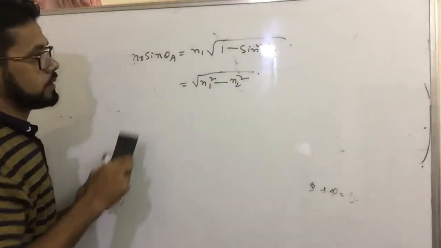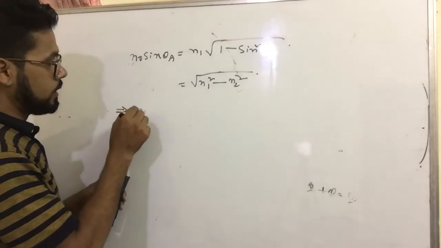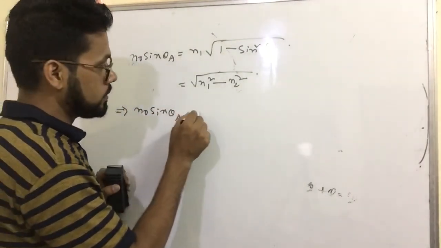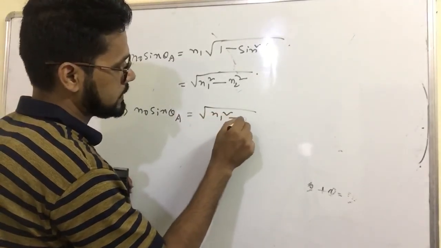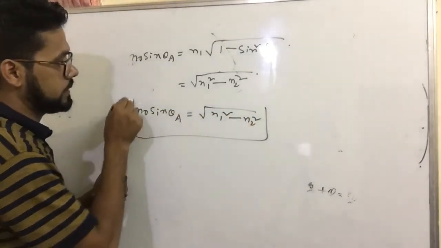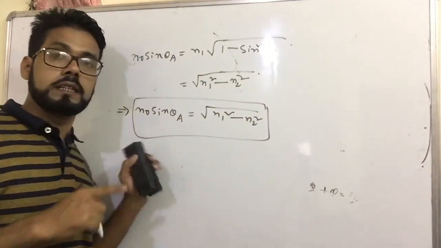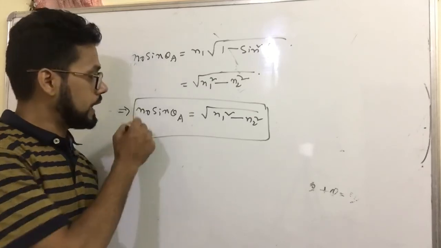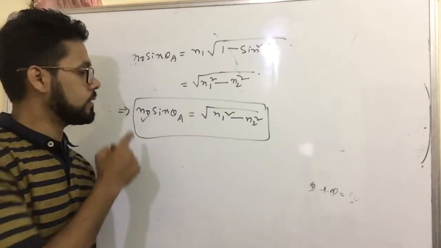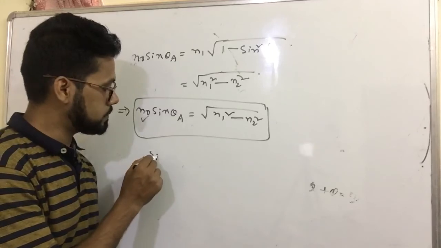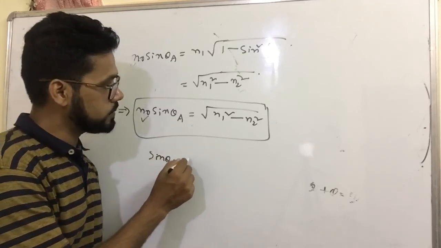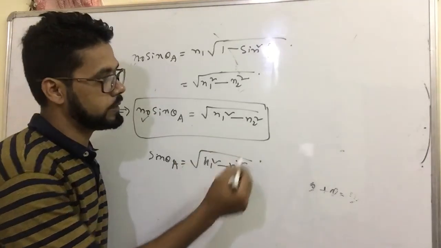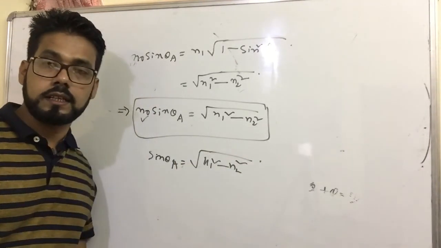This is the measurement of numerical aperture. Now N0 sin theta A equals under root of N1 square minus N2 square. This is the general formula. Now this electromagnetic ray is coming from air to core, the denser medium. If we consider air, N0 is equal to 1. So sin theta A equals under root of N1 square minus N2 square. This is the general expression of numerical aperture.